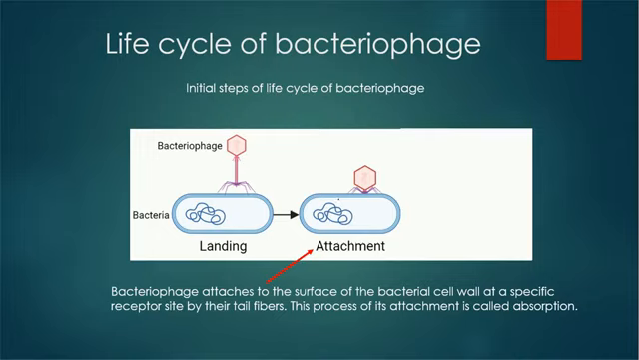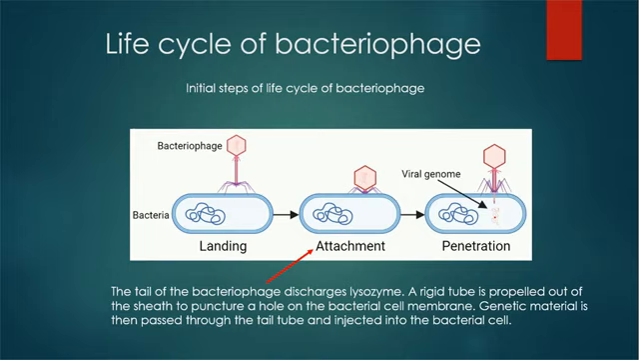The bacteriophage attaches to the surface of the bacterial cell wall at a specific receptor site with the help of its tail fibers. This process is also called absorption. This attachment is the courtesy of weak chemical bonds which are formed between the receptor sites and the bacteriophage.